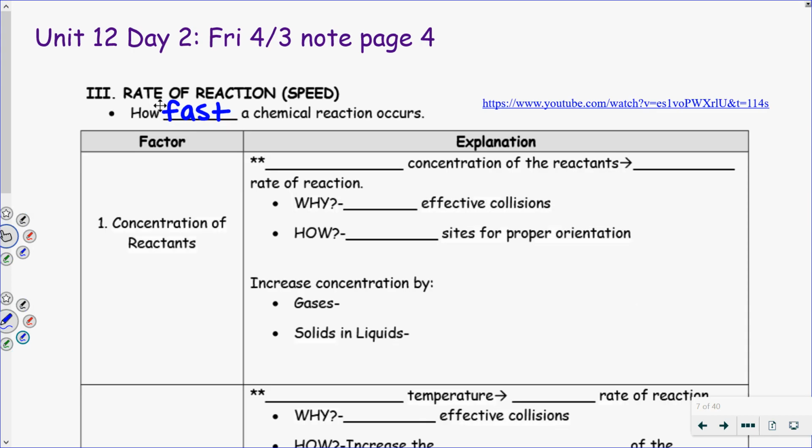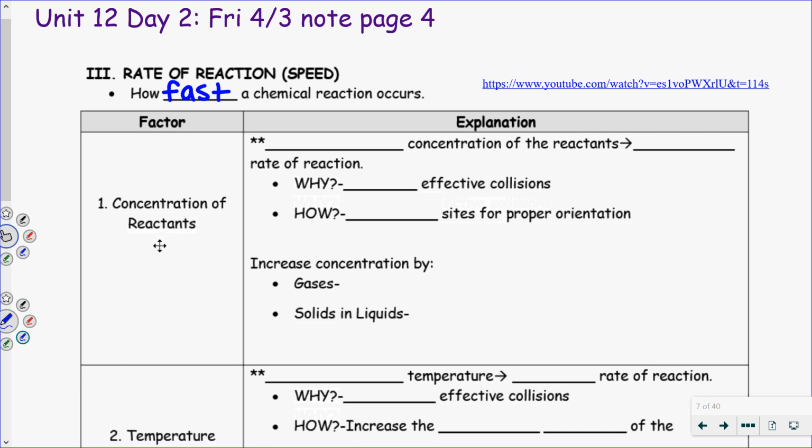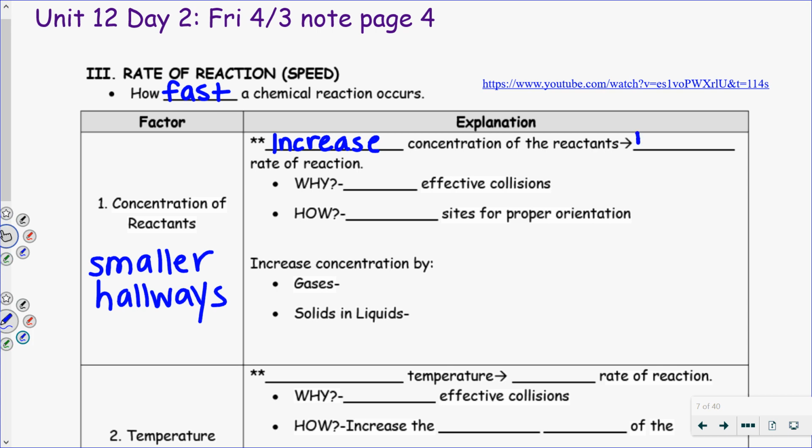Okay, now that you've watched the video, we're going to talk about our first factor, which is concentration of reactants. The analogy in the TED Ed video was the size of the hallways. They say if you make the hallways smaller, it's more likely that students are going to bump or collide into one another. Similar to concentration, you're making it more concentrated. So an explanation for this: if you increase the concentration of your reactants, you're going to increase the rate of the reaction. You're going to cause it to speed up.